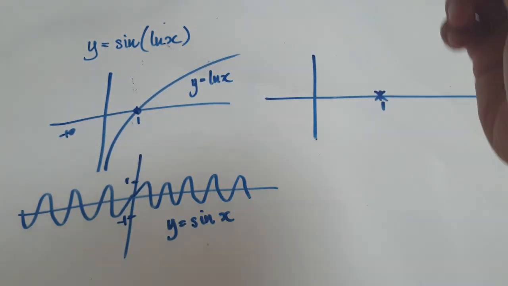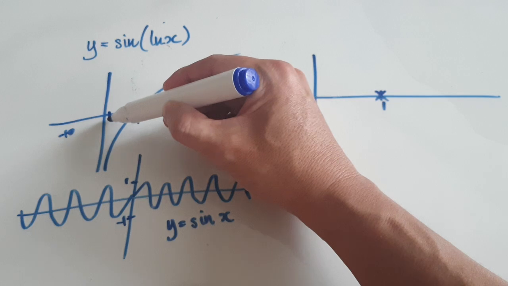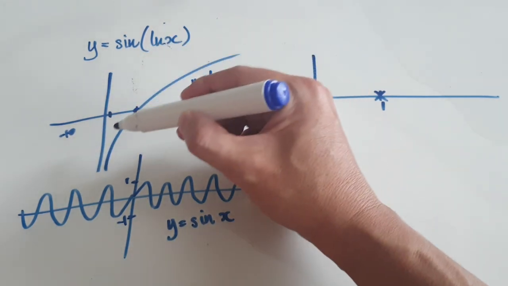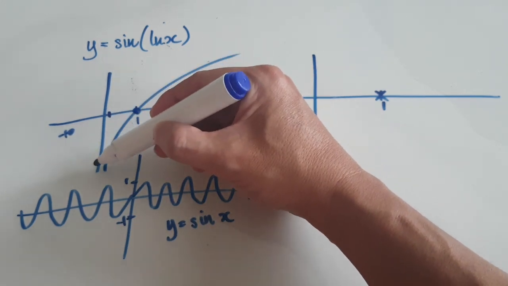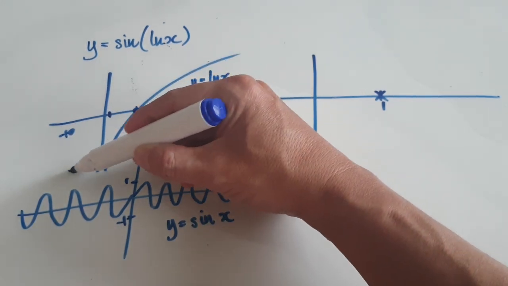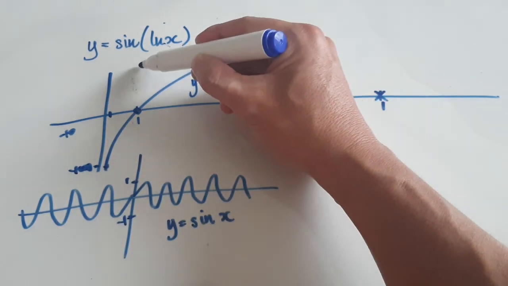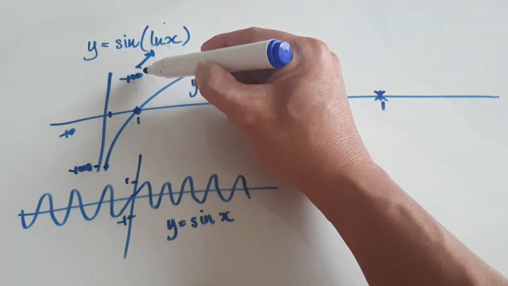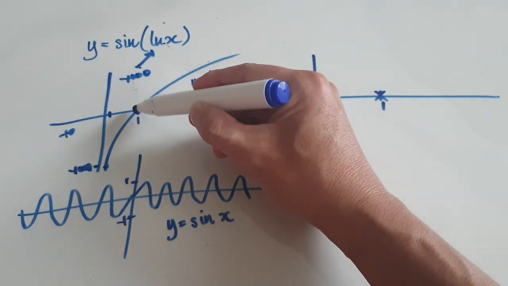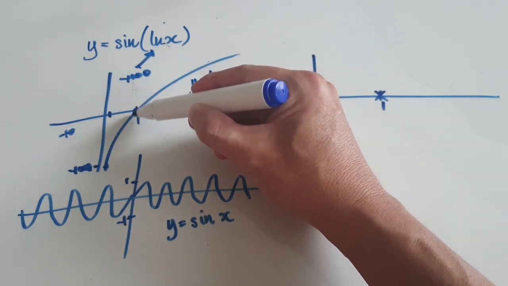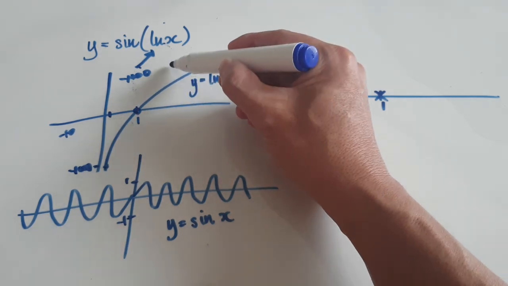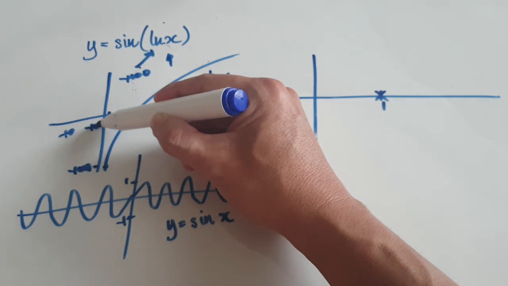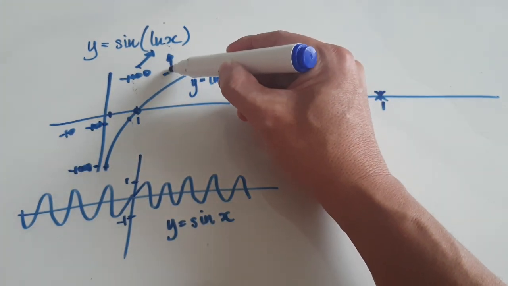But just to the right of 0, let's just say around here, natural log of something that's just to the right of 0 would be a very, very negative big number. Let's just imagine this is -1000. And just before you get to 1, let's just imagine around here, not to scale, -100.